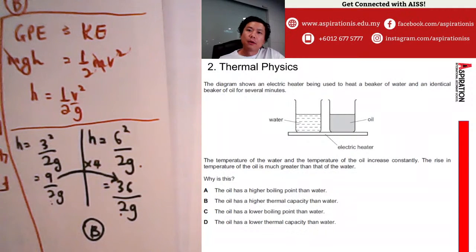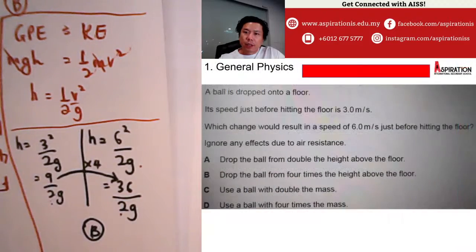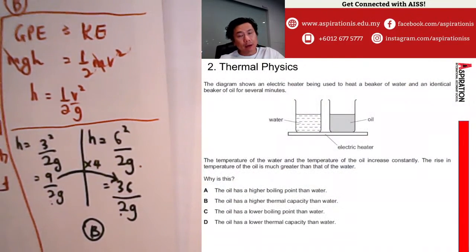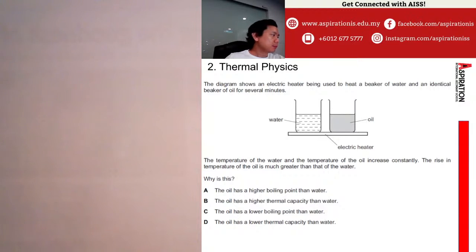All right. So now we are moving on to the second topic. Remember, there are 4 topics, and now we are on the second topic: thermal physics. The question is, the temperature of oil rises faster than that of water. Why?